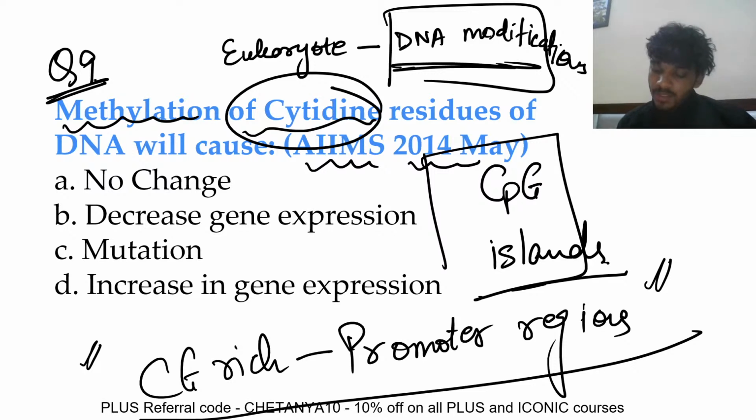Right. So Shabs Tasin has given the correct answer. There is a decrease in gene expression. Hypermethylation of DNA causes a decrease in gene expression.